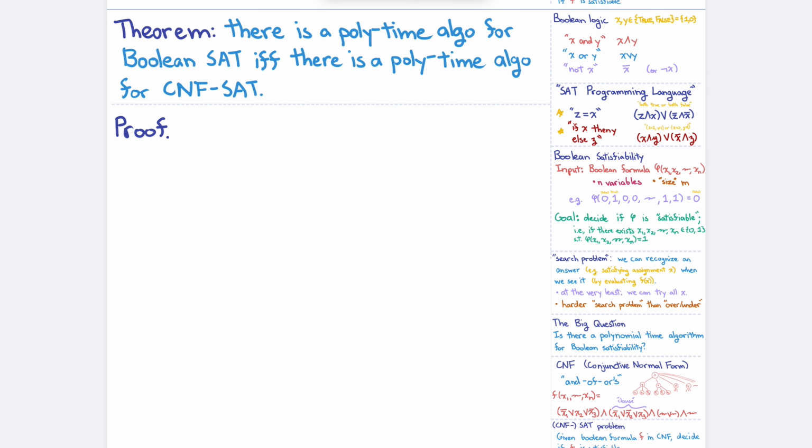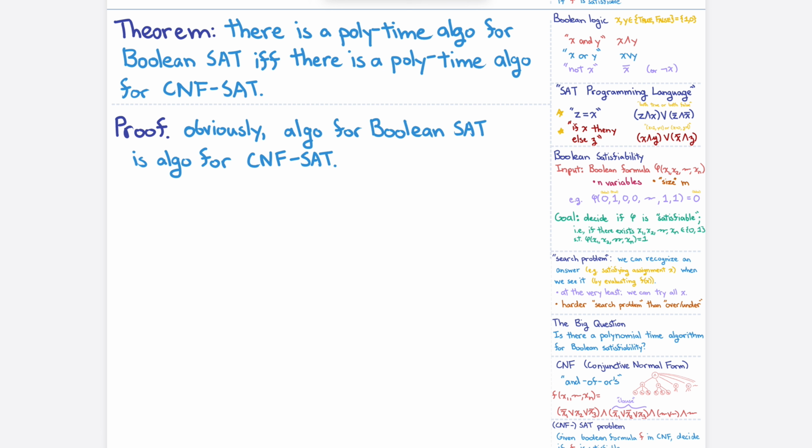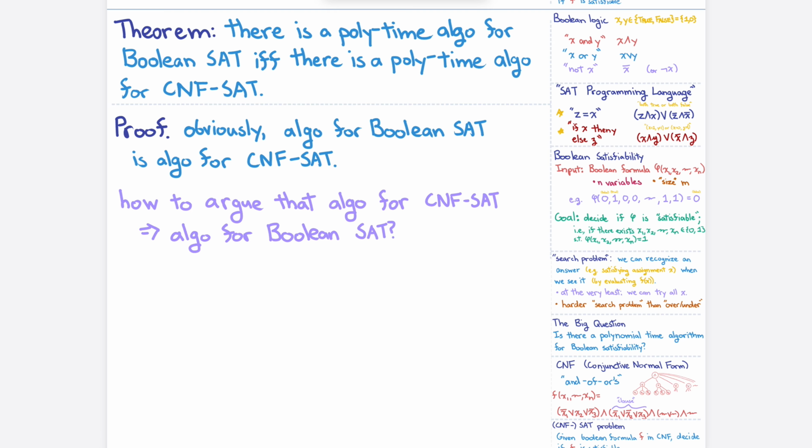Okay, so in such a proof, one direction of the proof is very easy. Which direction is that? CNF SAT is a special case of Boolean SAT. So if you can solve Boolean SAT, you automatically solve CNF SAT. That's not so interesting. The interesting direction is the opposite one. How do you argue that an algorithm for CNF SAT implies an algorithm for Boolean SAT?